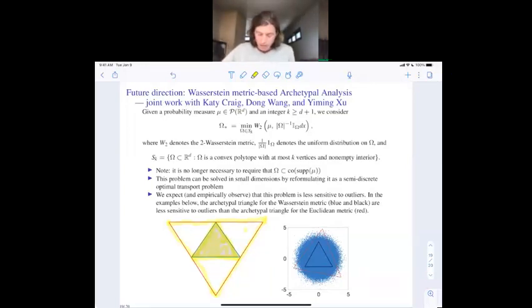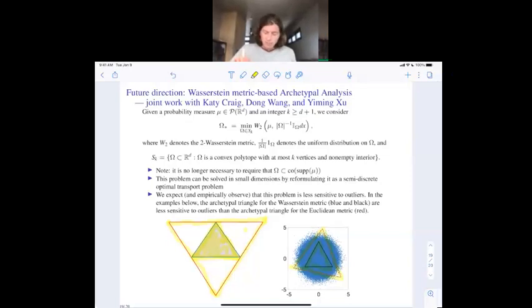The red triangle here is the solution using Euclidean distance, the original archetypal analysis, and the black triangle here is the solution using the Wasserstein metric. And so, yeah, here you see the same kind of effect as this variance regularization gave you before.